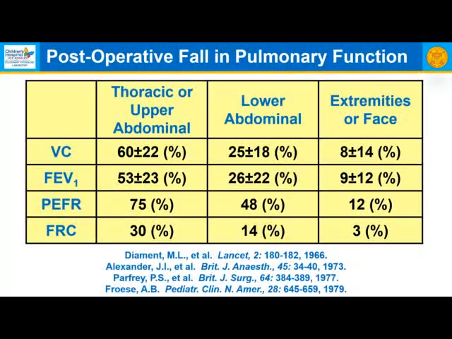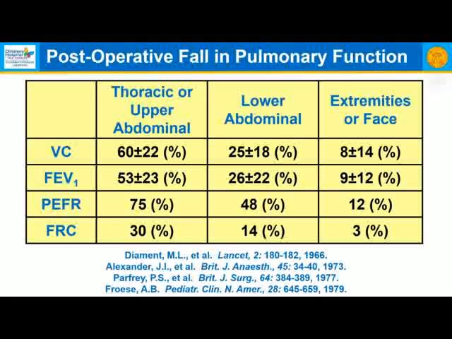Lower abdominal surgery is not quite as bad, but there still is a fall in vital capacity of 25%, FEV1 26%, peak flow 48%, and FRC of 14%. Extremities or face are generally associated with relatively little fall in postoperative function. If you've had surgery on your finger, it doesn't hurt you to cough, for example. But if you've had surgery here, it is going to hurt you to cough, and therefore you may not cough, predisposing yourself to pneumonia. Surgery on the extremities or face generally has a fall of only 8 or 9%, peak flow 12%, and FRC about 3%.